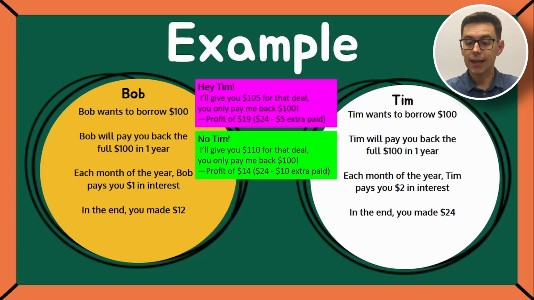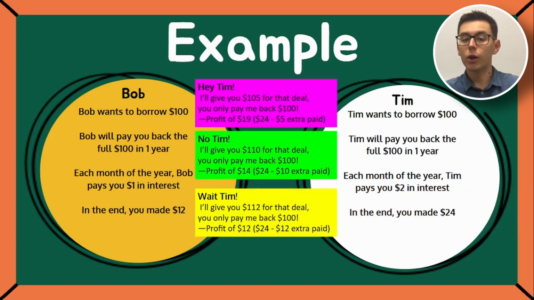But in this case, the person in green is going to pay a $10 premium. There's still a profit of $14: $24 in interest from Tim minus the $10 premium, or the $10 extra paid. So this is still a better deal than Bob's. And again, Bob's was the market. Bob was the norm. And here we go again, once more.